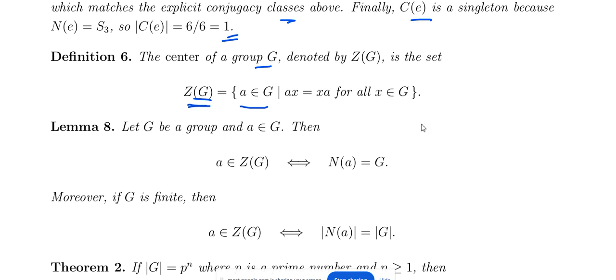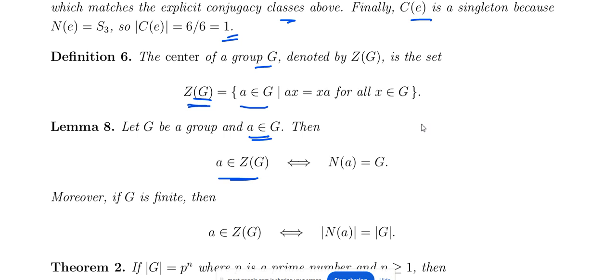Z of G: let G be a group and A belong to G, then A belongs to Z of G. A belongs to G, that is, A belongs to Z of G now.